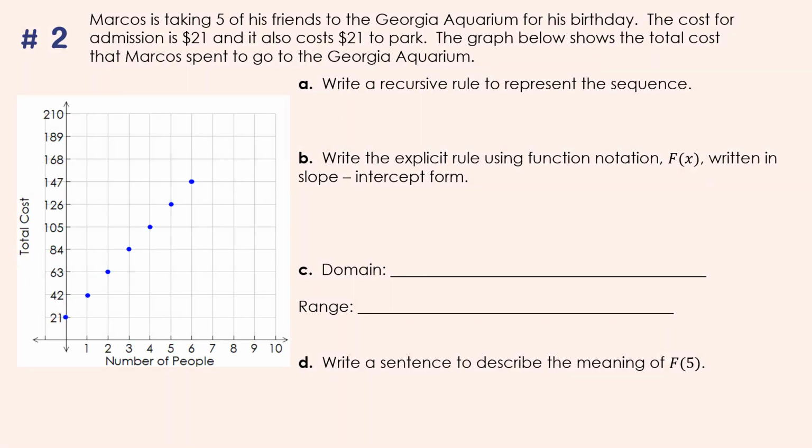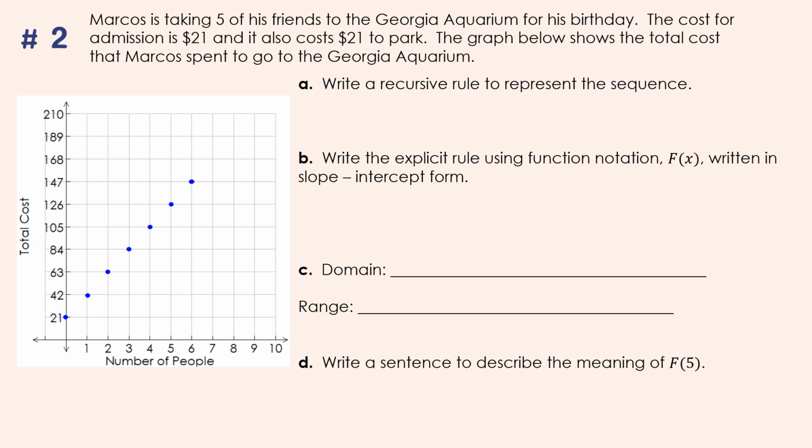So Marcos is taking 5 of his friends to the Georgia Aquarium for his birthday. The cost for admission is $21, and it also costs $21 to park. The graph below shows the total cost that Marcos spent to go to the Georgia Aquarium. Write the recursive rule to represent the sequence.